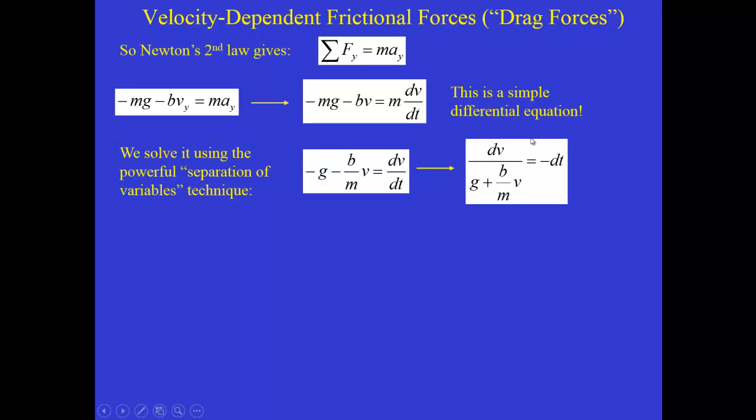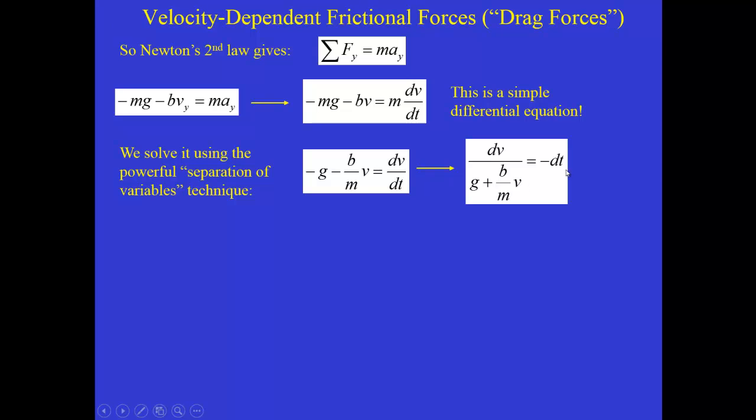So I'm going to end up, after doing these two steps, with dv over g plus b over m times v is negative dt. And that negative sign just flipped from one side to the other. So what I've done is I've separated the variables. The left-hand side depends only on velocity and some constants, right? So there's a differential, dv, there's a v in the denominator. The right-hand side only depends on time.